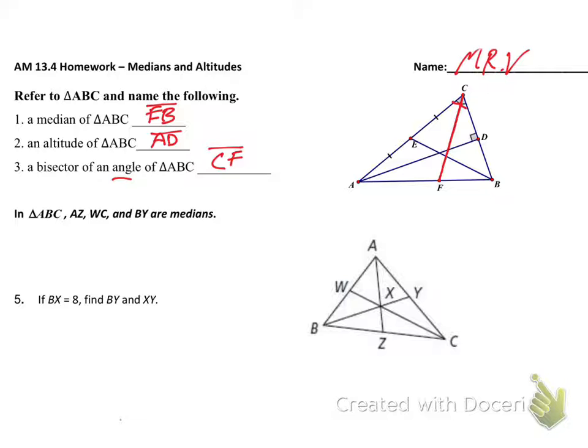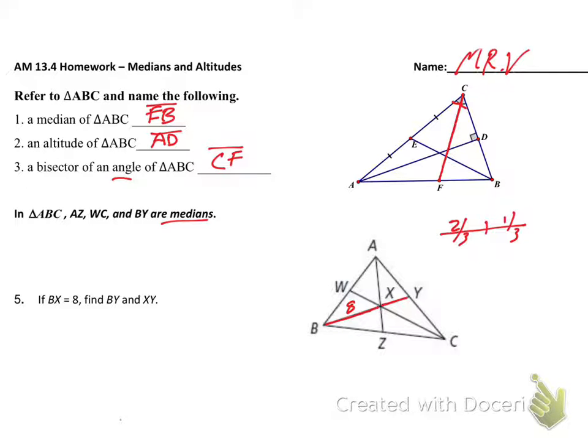All right, number 5 here. So these are medians, okay? And remember, in a median, if you have a line here, this line right here is going to be 2/3. This line right here is going to be 1/3. So let's see what that looks like. So BX equals 8. So from here to here equals 8. And then we need to find out what XY is.